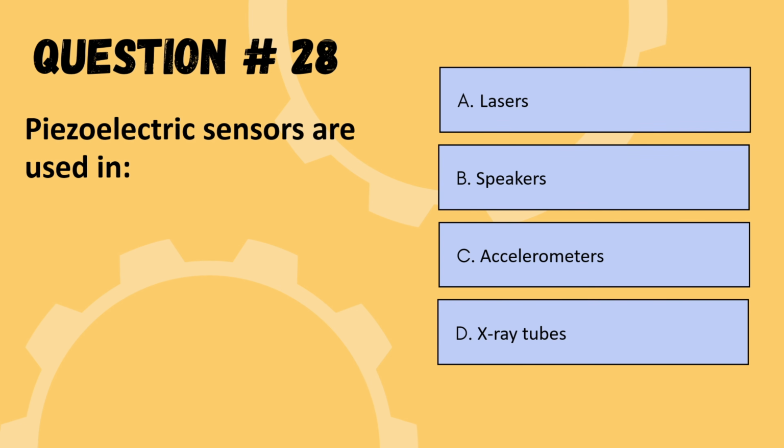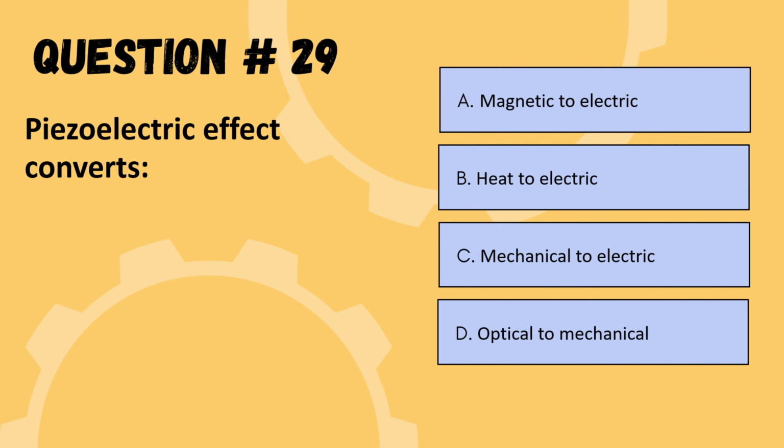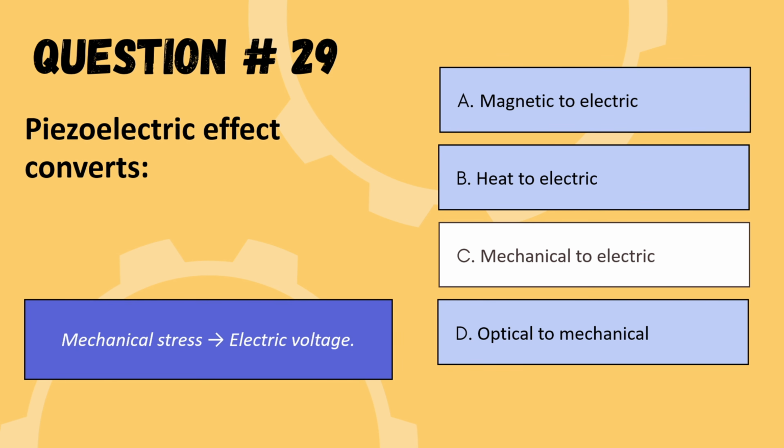Next question is: piezoelectric sensors are used in, options are laser, speaker, accelerometer, or X-ray tube. So the correct option is option C, accelerometer. So we are moving to the next question. Next question is: piezoelectric effect converts, magnetic to electric, heat to electric, mechanical to electric, or optical to mechanical. So the correct option is option C, mechanical to electric. So we are moving to the last question.